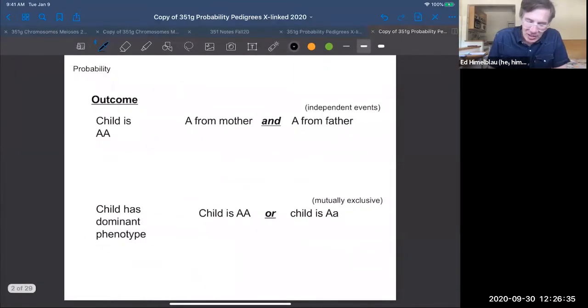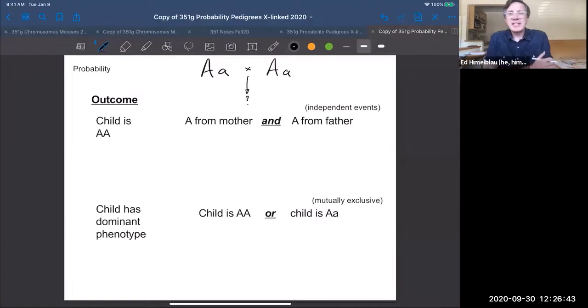And in this case, we'll just take a case where we have 2 parents who are both heterozygous for some recessive disorder or something like that. And we'll say they're going to have a kid. So the first outcome is, what is the chance that the child is going to be homozygous dominant?